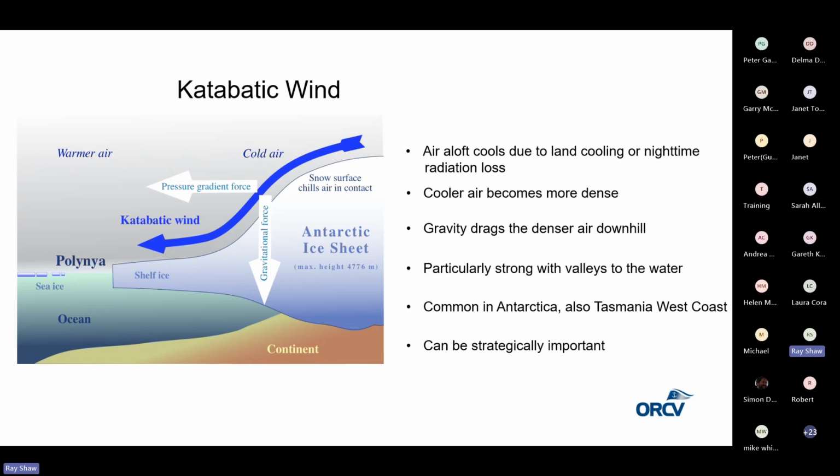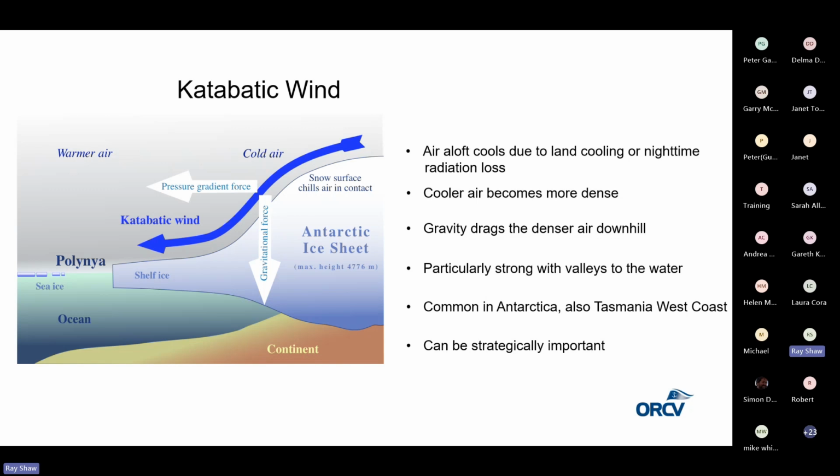Okay. The other thing I was going to mention is what are called katabatic winds. These are winds that can occur in high altitude areas where the air cools at night particularly, and as it cools it becomes more dense, and then gravity will cause it to roll down the hills out onto the coast.